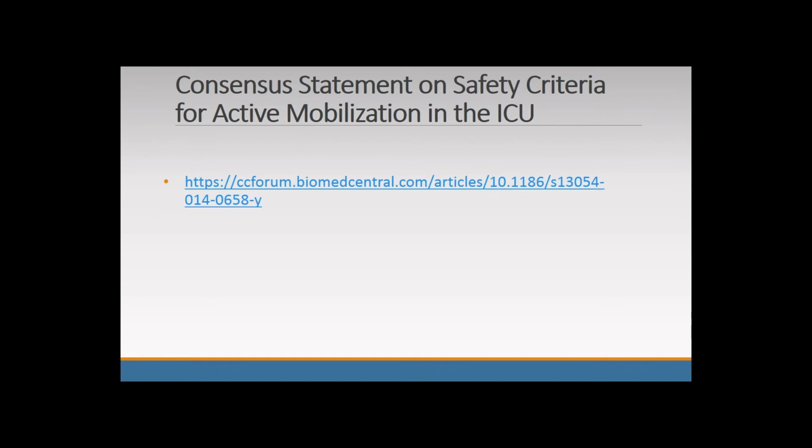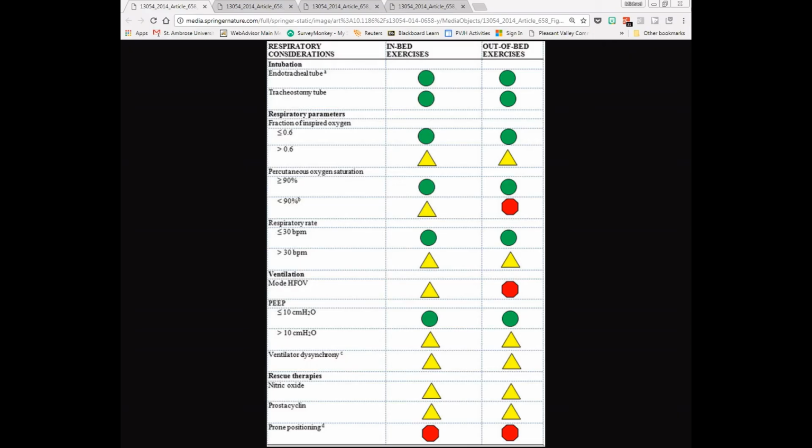So the next question asks you to go to the consensus statement on safety criteria for active mobilization in ICU. You can see the link to the article right there, and this is an open source article or consensus statement. So go ahead and take a look at that and open that up on a different screen. As you look at that document, remember this was a group of experts who got together and said, these would be some considerations we think about or consider when we're mobilizing a patient.